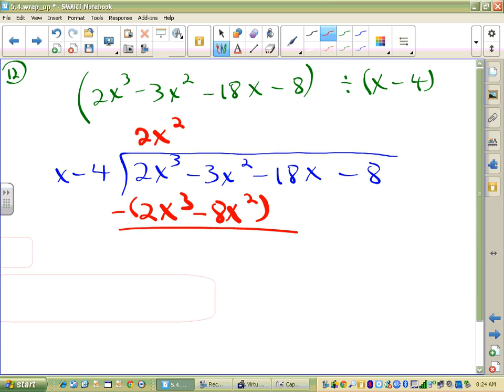2x cubed minus 2x cubed, those cancel, and everybody's okay with that. But this first difference here, people want to say it's negative 11x squared. I got news for you. It's not. It's negative 3x squared minus 8x squared. So it's plus 8x squared. So it's the difference between negative 3x squared and 8x squared. So it's 5x squared. Okay? It's kind of weird how I can read people's minds sometimes. I'm telepathetic like that. So I bring down the negative 18x. And here we go again.